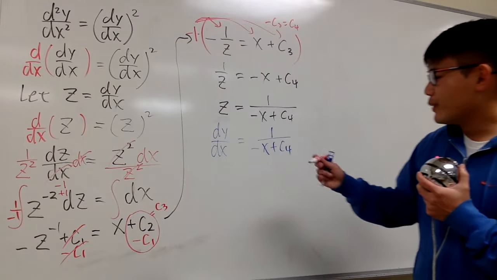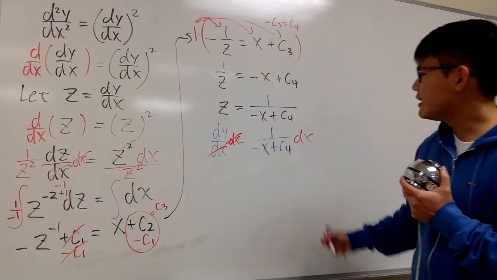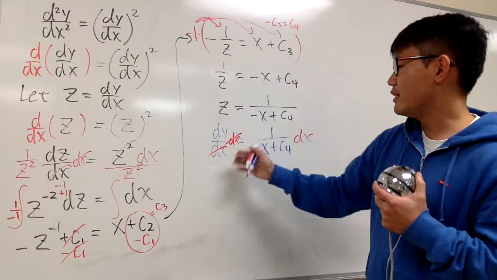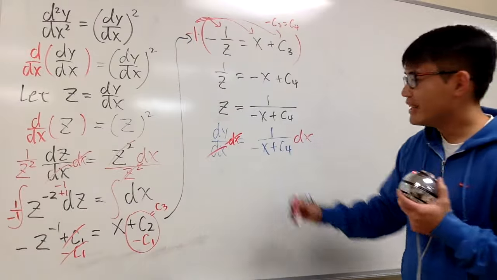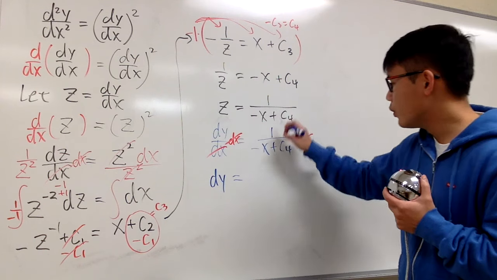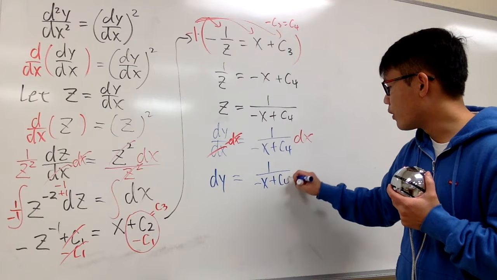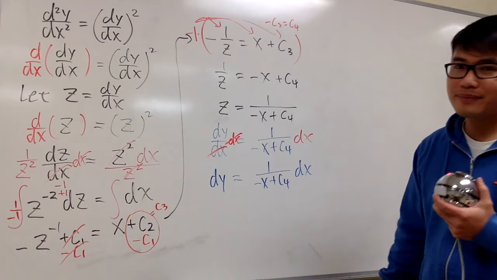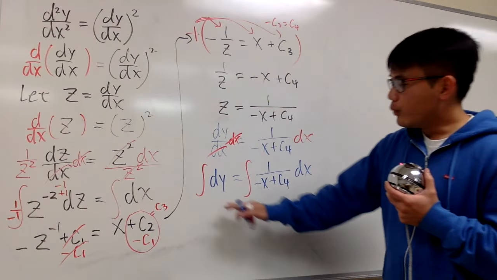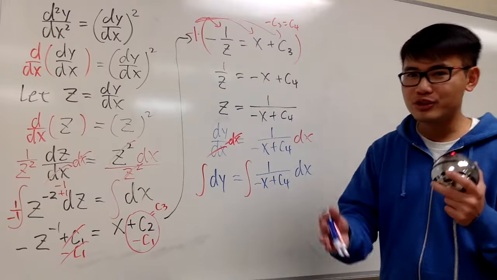We have to solve the second part, which is another differential equation. But this is not bad. We can just go ahead and multiply dx on both sides. And you see, x and dx are together, and this is dy, and there's no other y's, so we are good. You will see this is just dy, and that's equal to 1 over -x plus c4 dx. You can just go ahead and integrate. We run into the same situation like this earlier. This time I will just show you.